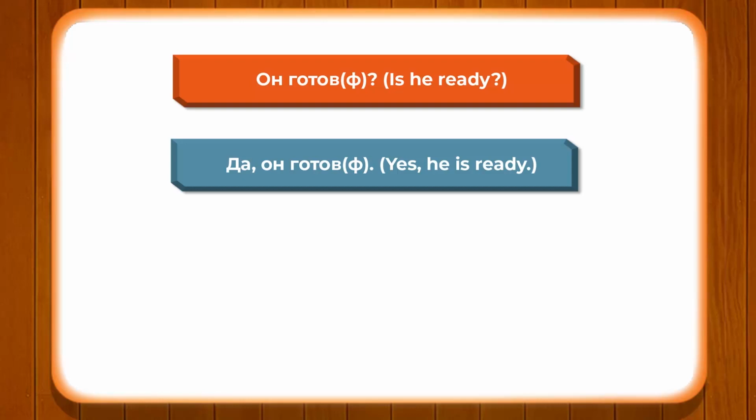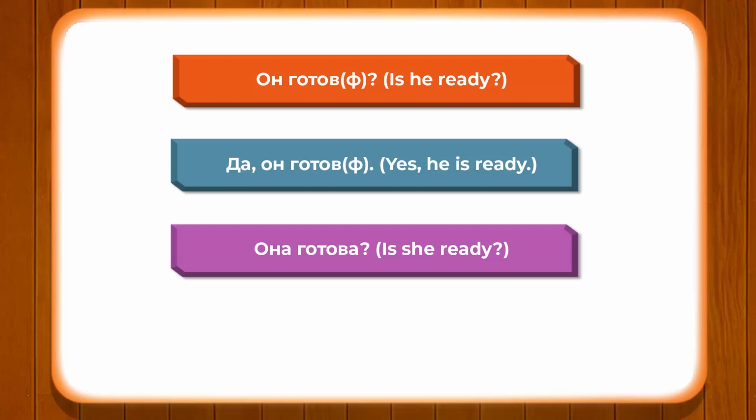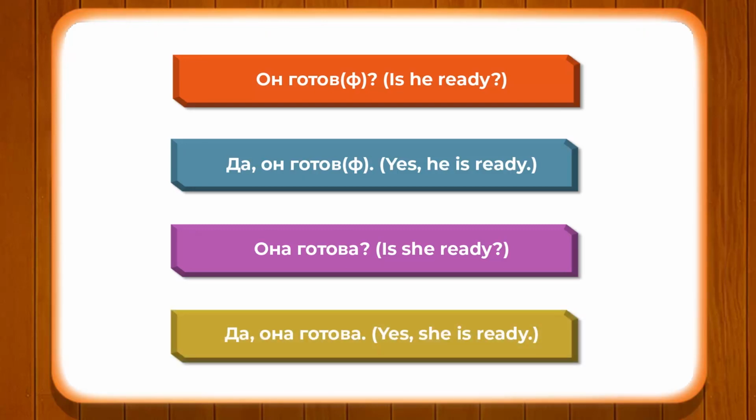So, let us see the meaning of these sentences. On gotov means is he ready? Then I am answering, da, on gotov, yes, he is ready. Then I am asking, ona gotova, is she ready? Then I am answering, da, ona gotova, yes, she is ready. So, we will be discussing more such concepts in our next module.